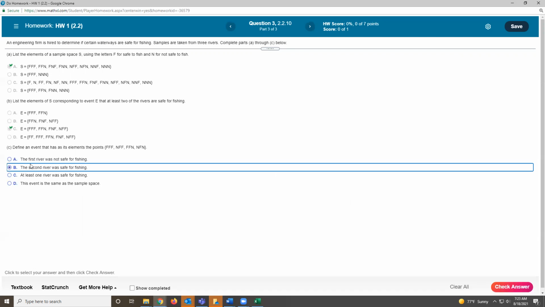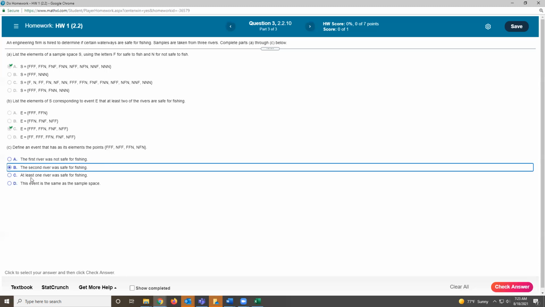Now let's look at the other choices and see why they are not correct. The first river was not safe. So the first river not safe means every point should have N as a starter, but this one has F as a starter, so that's not correct.